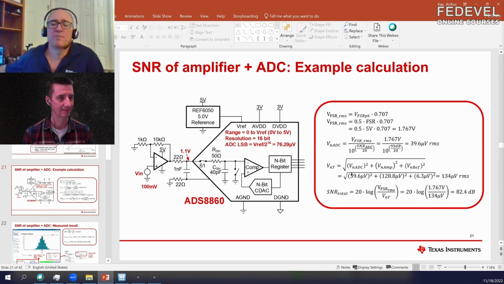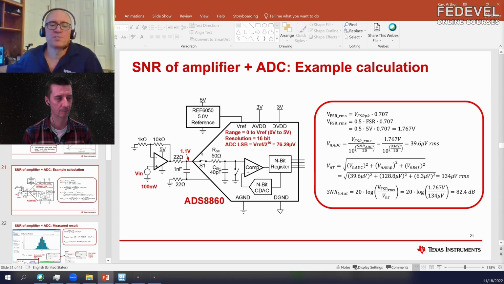So this particular data converter has a signal to noise ratio of 93 decibels. Here we convert the 93 decibels to an RMS noise value. Notice that the full scale range is 1.7, and that was calculated by taking the 5 volts and multiplying it by 0.707 and multiplying it by 0.5.